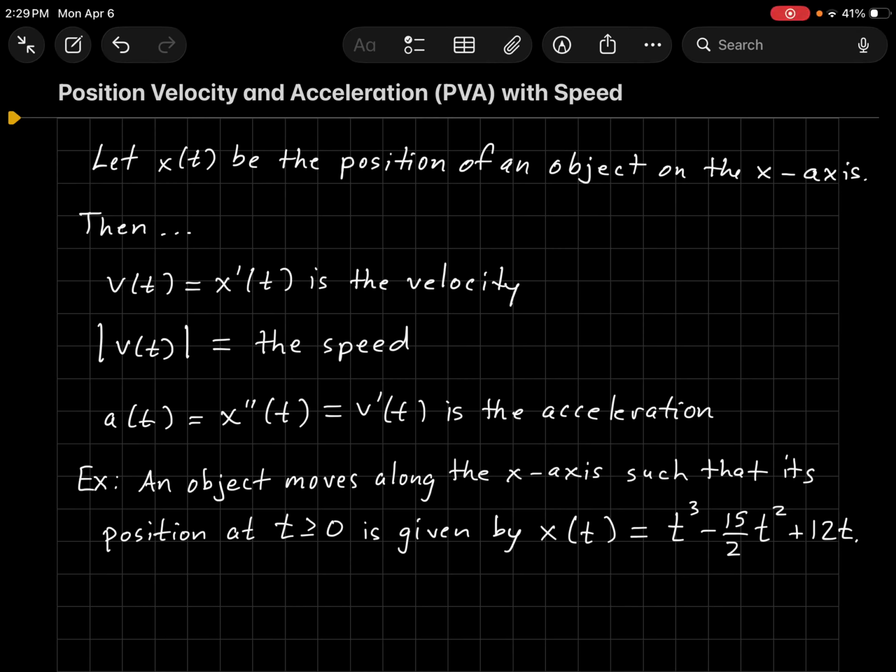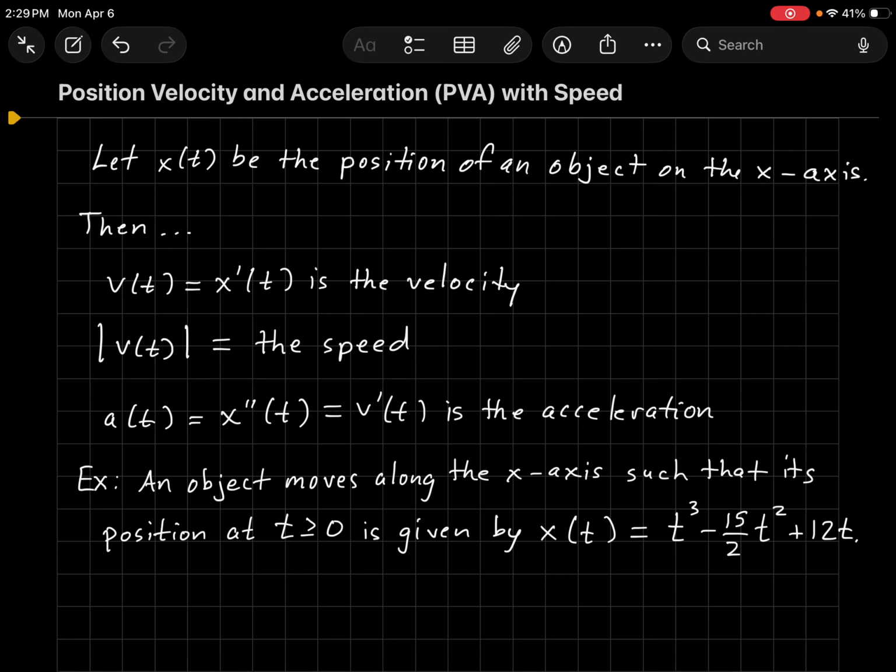Position, velocity, and acceleration, PVA, with speed. Let x of t be the position of an object on the x-axis. Then we have the following definitions. V, the velocity, equals x prime of t. The speed is the magnitude of velocity, or in one dimension, the absolute value of velocity.